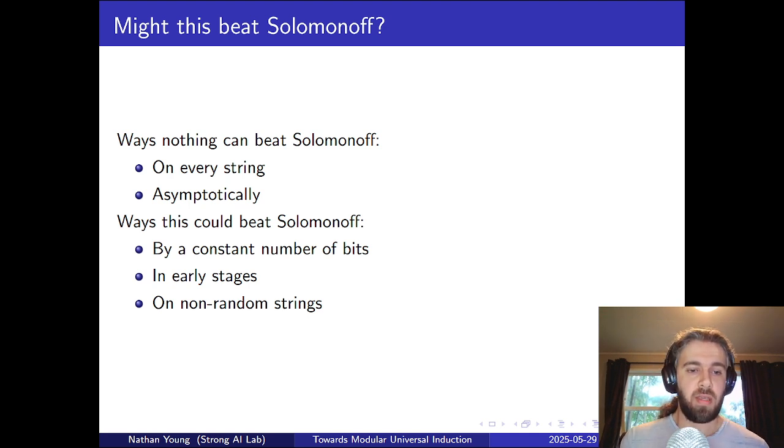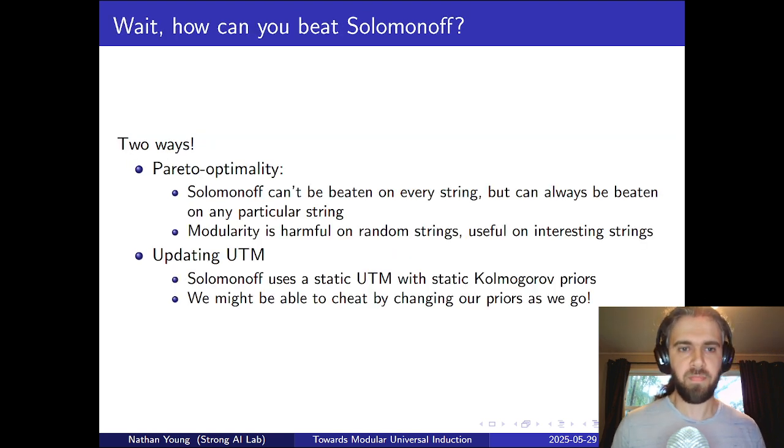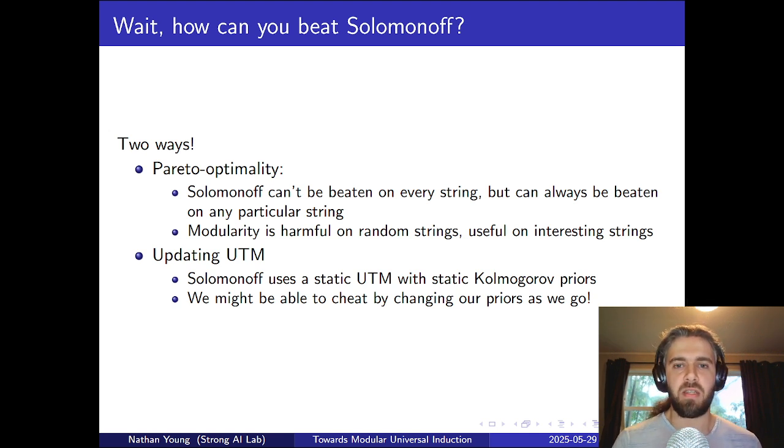But I think this could beat Solomonoff, A, by a constant number of bits, B, in the early stages of prediction especially, and C, on non-random strings, which is, I think, very, very important. As for how it's even possible to beat Solomonoff, there are two ways I think that it's best to understand that. One is Solomonoff's Pareto optimality.